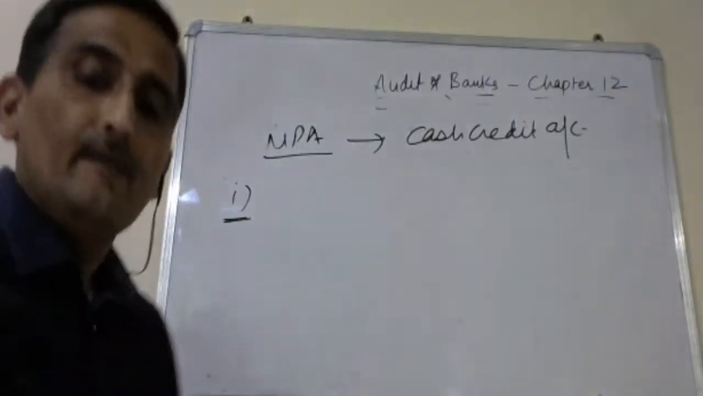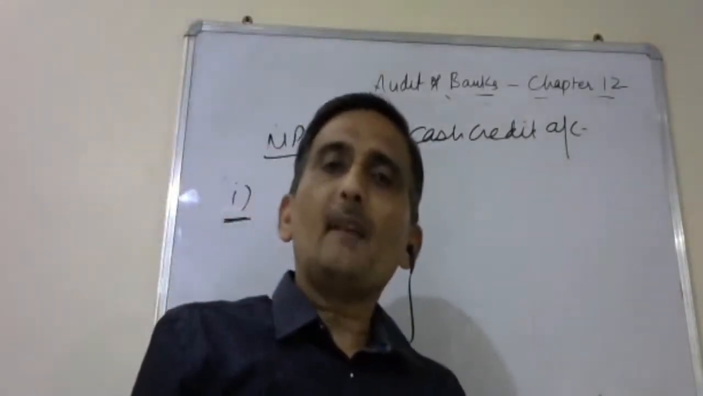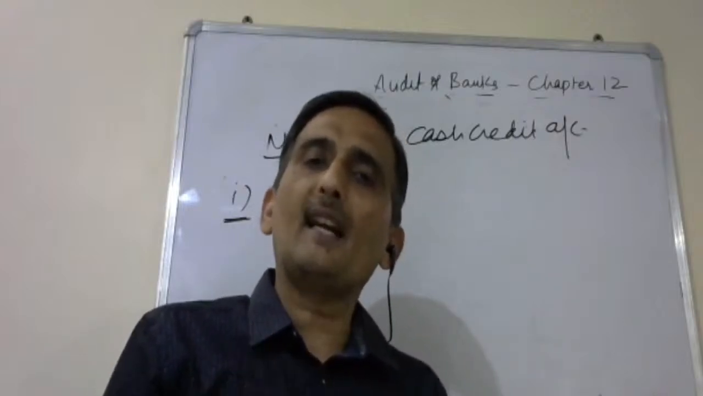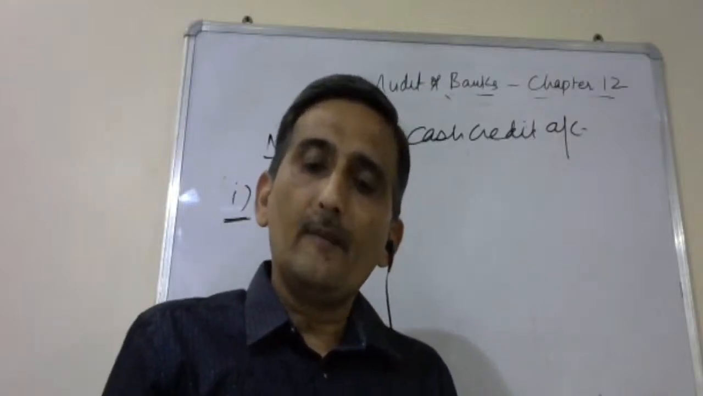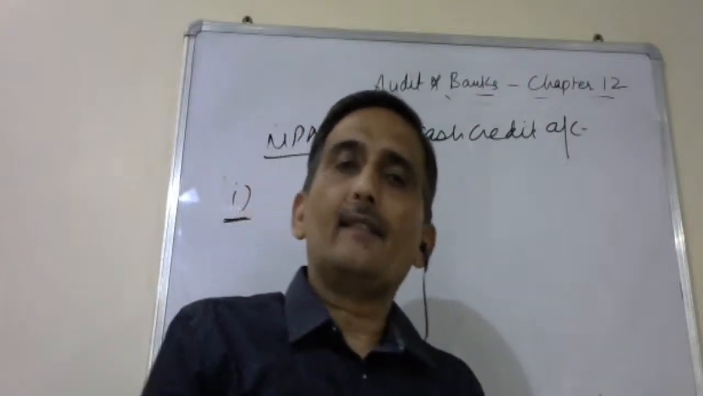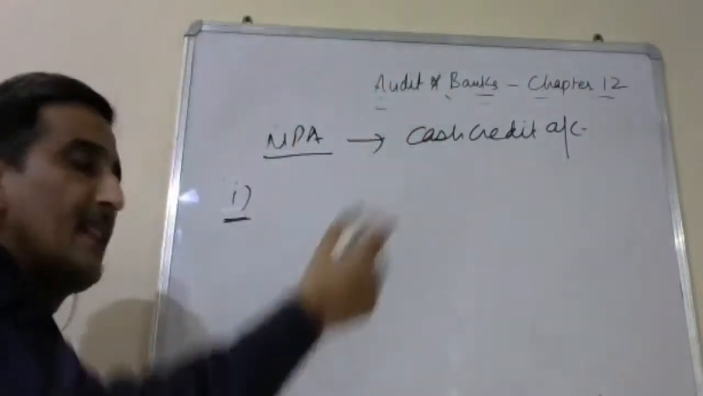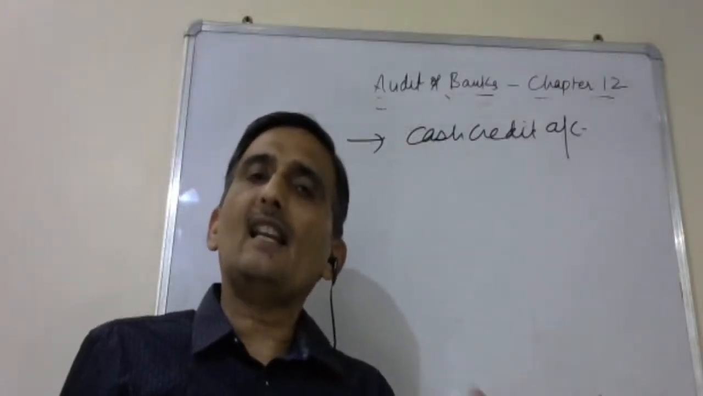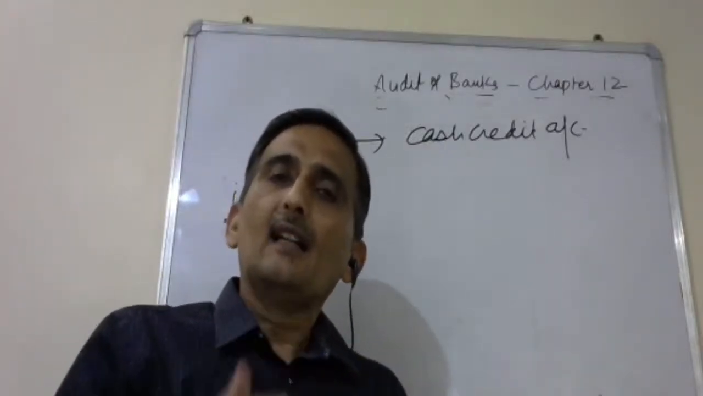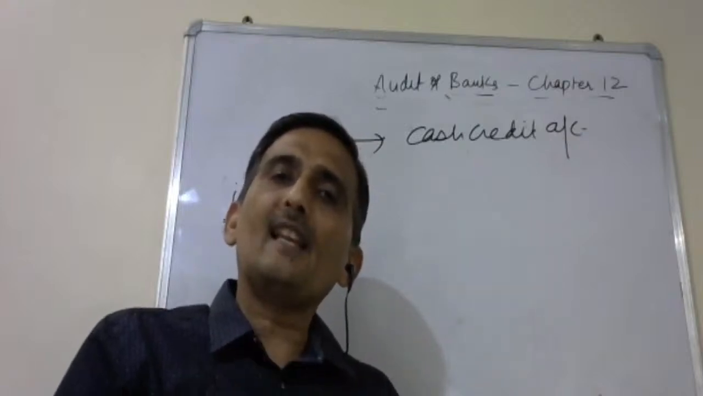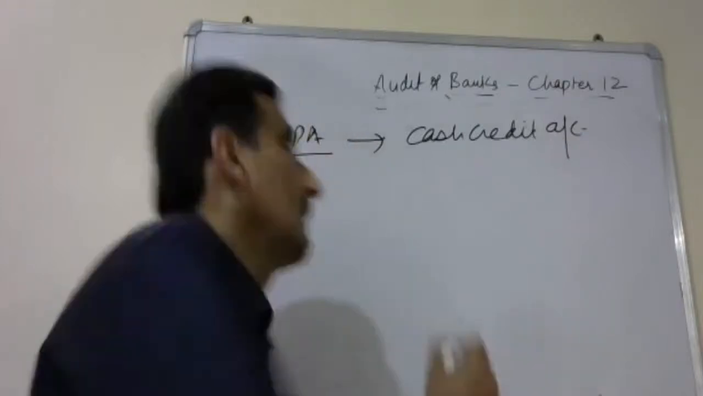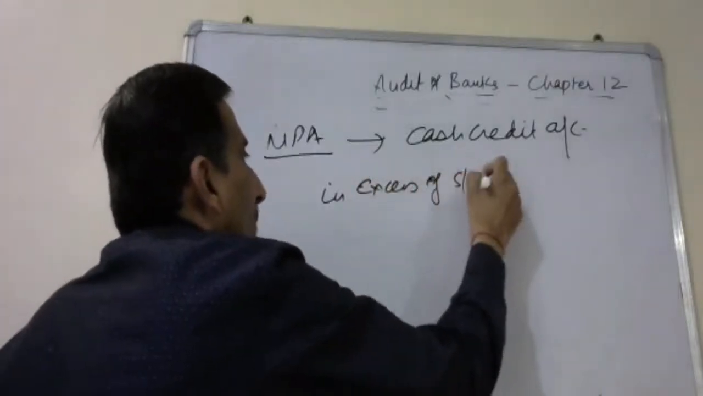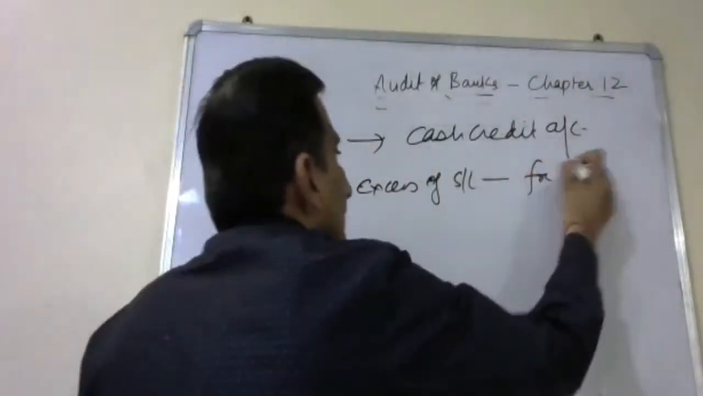The first condition is that the outstanding balance remains continuously in excess of the sanctioned limit or drawing power for 90 days. Say, in the example we had taken, the party was sanctioned a CC limit of 1 crore. Say its balance continuously remains in excess of the sanctioned limit, that is rupees 1 crore, for 90 days.